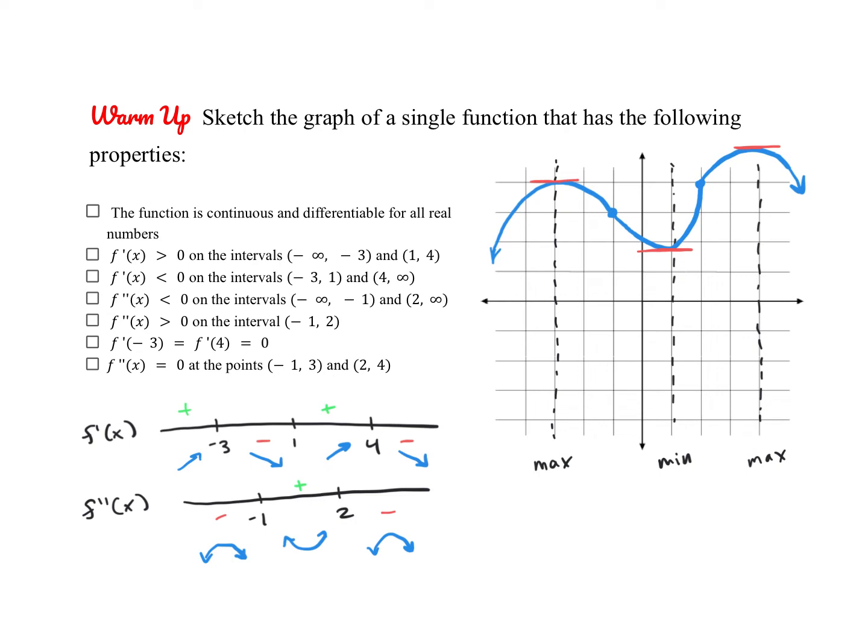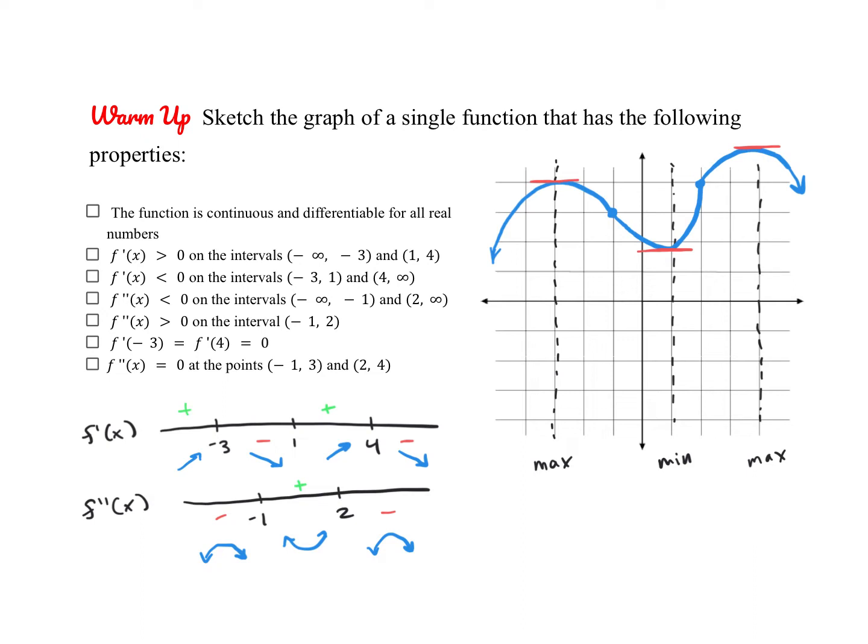Alright, go ahead and check your work here. So you can see I took the information from the checklist and turned it in. I did a little sign analysis for the first and second derivative just to show where it's increasing and decreasing and where it's concave down or concave up. And remember, when our second derivative is equal to 0, that's a point of inflection.